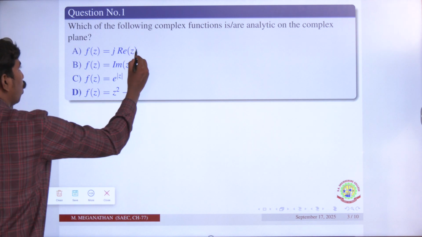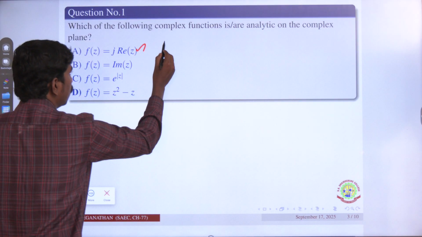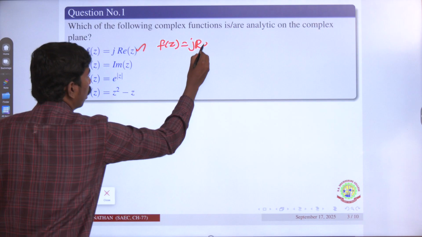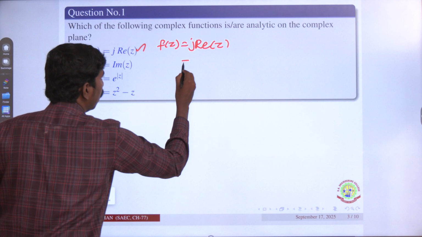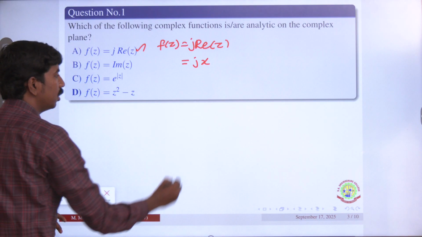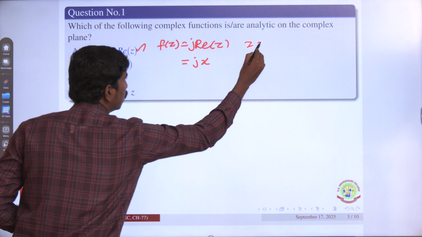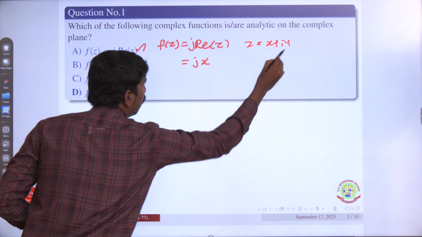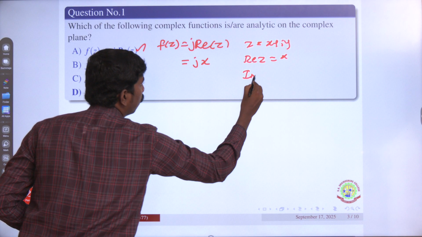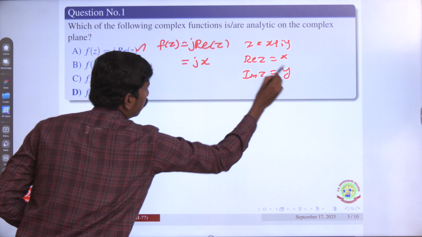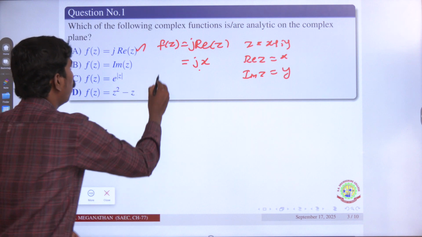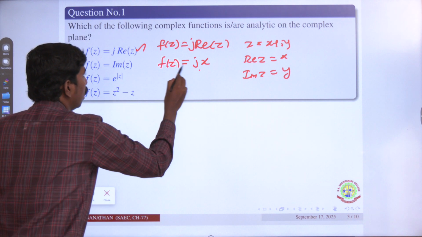I will choose the first one, f of z equal to j into the real part of z. The real part of z is nothing but x. Since z equal to x plus iy, the real part of z is x and the imaginary part of z equals y. So from that we can take the real part of z as x. Therefore our f of z equals jx.